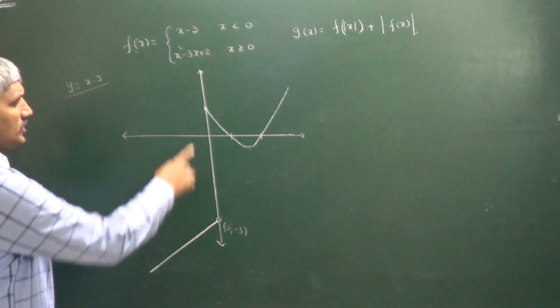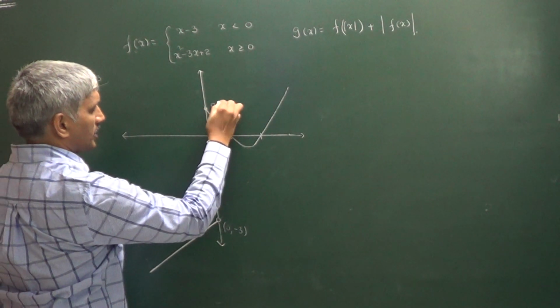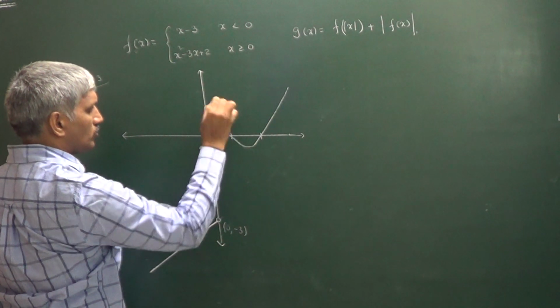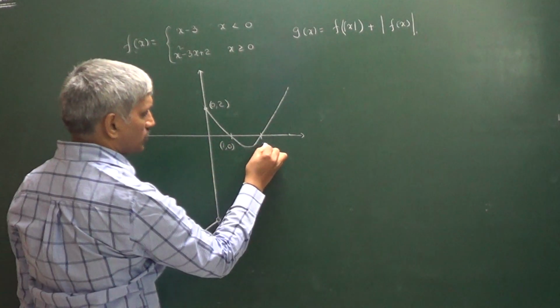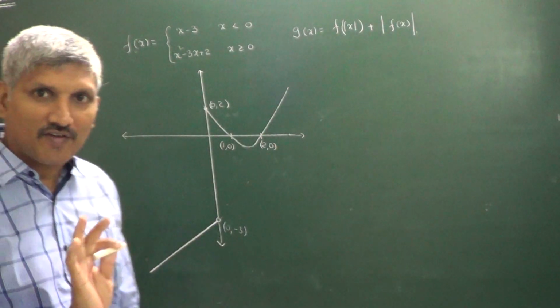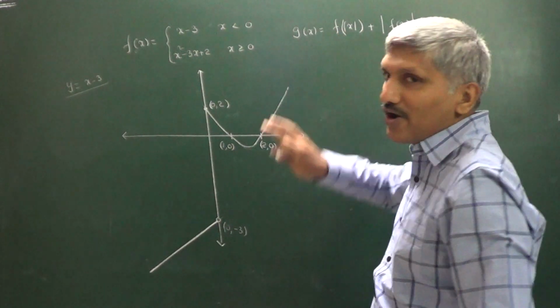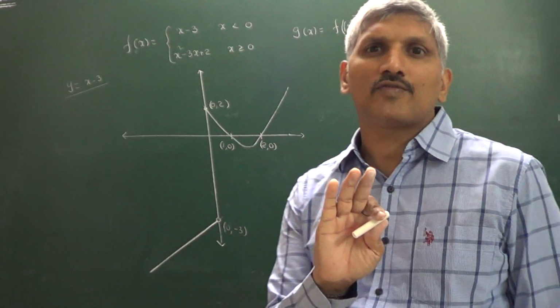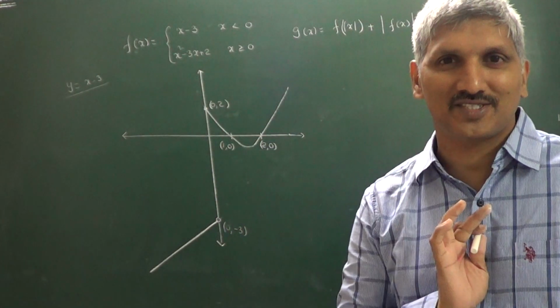Now if you put x is equal to 0, you will get y is equal to 2. That's why this particular point is 0 comma 2, and this particular point is 1 comma 0, and this particular point is 2 comma 0. That is the graph of f of x. But we require the graph of f of mod x. If you know the graph of f of x, how to draw the graph of f of mod x?